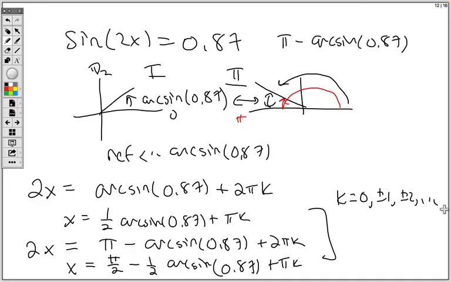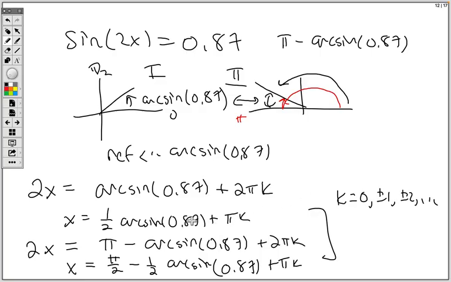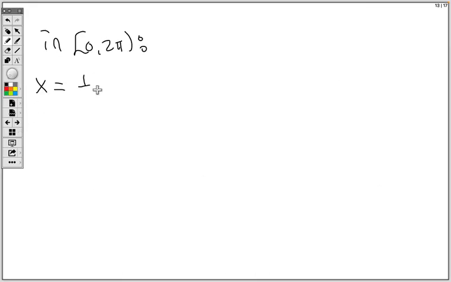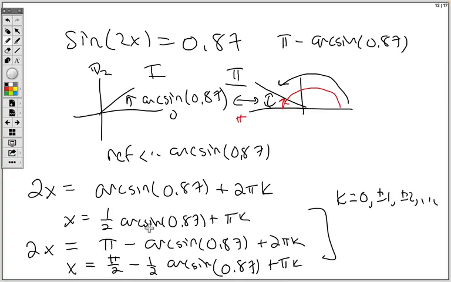Now, I expect I'm going to get 4 answers altogether because this sine wave is moving twice as fast as the regular sine wave, and the regular sine gives me 2 answers between 0 and 2 pi. So let's try to figure out what those would be. In 0 to 2 pi, when k is 0, I'd get 1/2 arc sine 0.87. When k is 1, I'd have this plus pi.